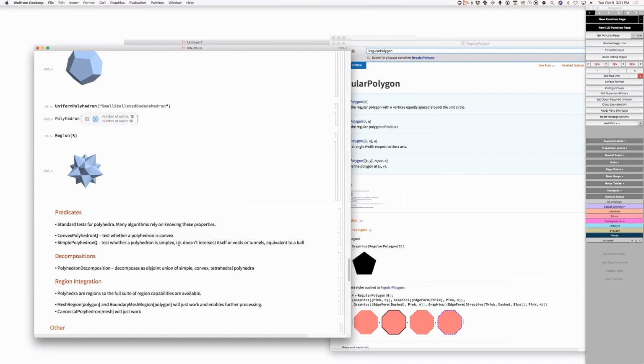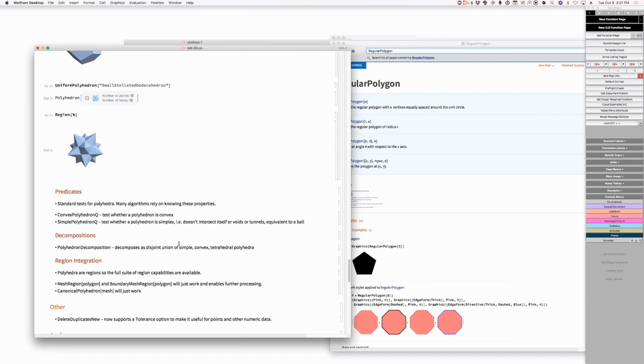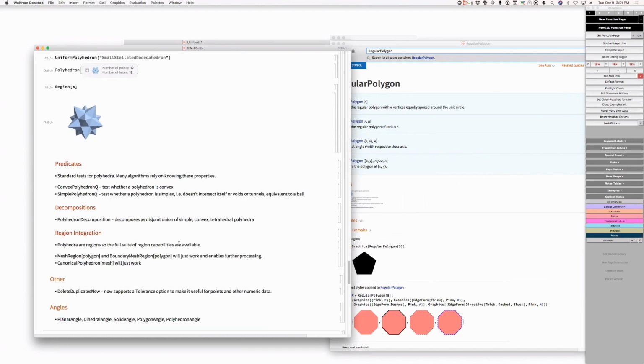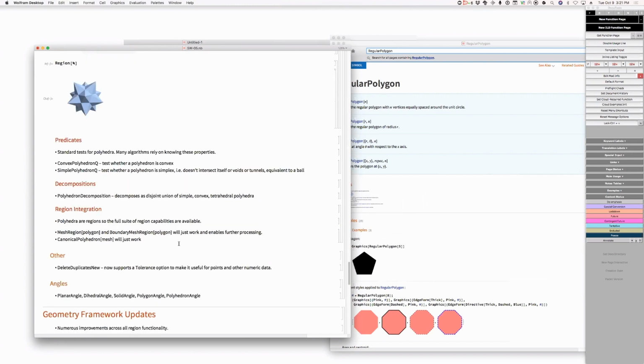Okay, predicates. Polyhedron decomposition, okay. So polyhedron, does it only work in 3D or does it work in N dimensions? It works in NAD greater than 3. Greater than or equal to 3? Yes. Okay, delete duplicates supports a tolerance option.